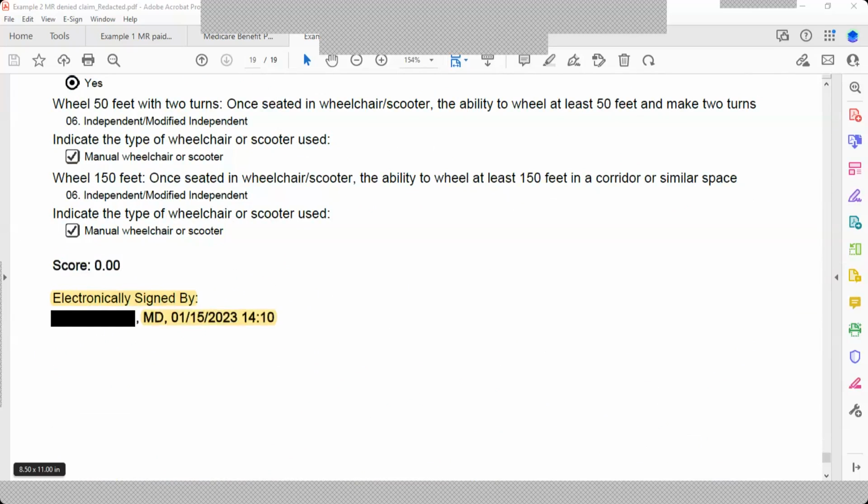The history and physical and the discharge summary were the only face-to-face visits performed by the physician in the documentation submitted by the IRF. In the case of this claim, the physician did not meet the face-to-face visit requirements found in the IOM 100-02, Chapter 1, Section 110.2 of conducting face-to-face visits with the patient at least 3 days a week throughout the patient's stay in the IRF, and therefore the claim was denied. So we're going to go back to our PowerPoint.